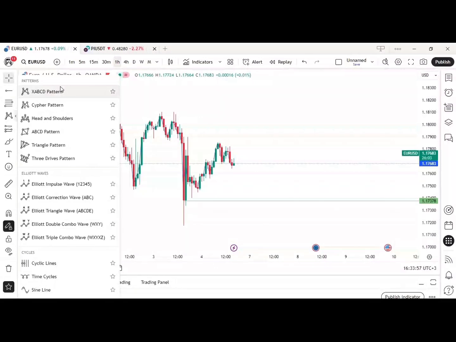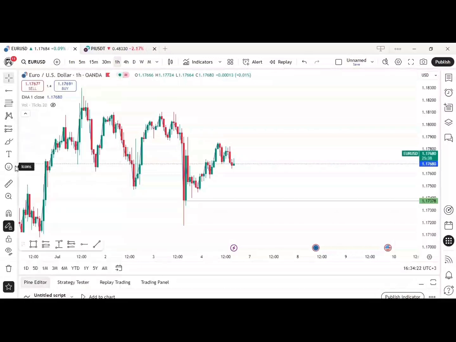You have trend angle, extended line, array. When you start doing analysis, you will use all these tools. Then you have this ruler for measuring. You have this for adding text, a brush. There is so much here.